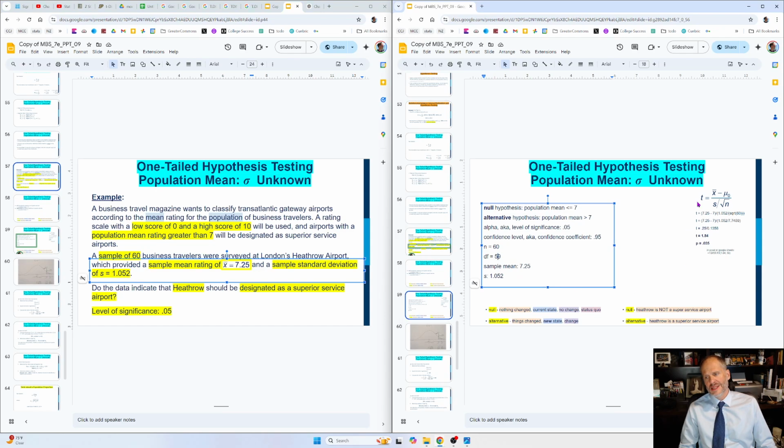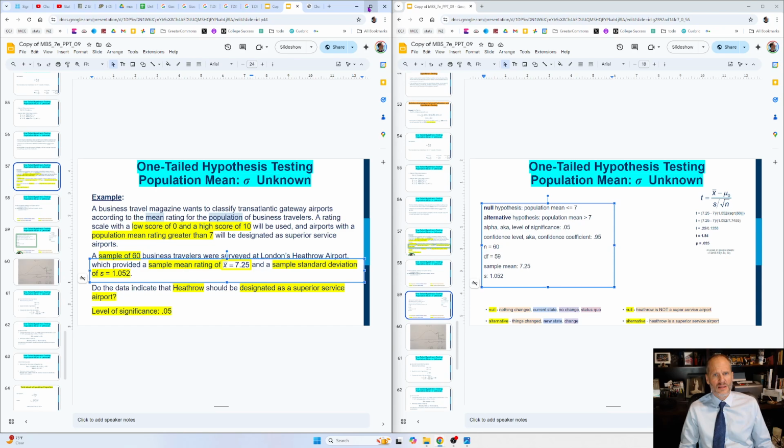And when dealing with a t sampling distribution, probability distribution, I'm not quite sure what the right phrase is there, but when you're dealing with t, you need to have the degrees of freedom. So there's our degrees of freedom. Our sample mean is 7.25. So here's our sample mean. And then our sample standard deviation is 1.052. And if we take all that and plug it into this equation, we get this information right here.